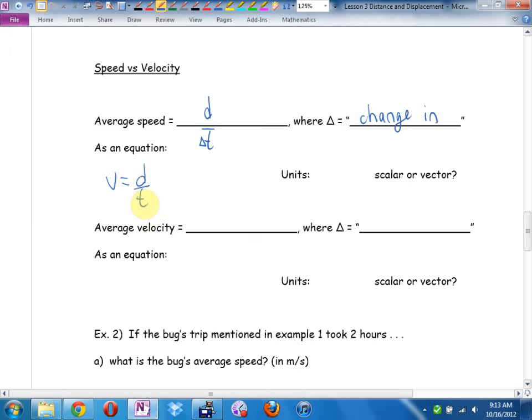What would the units be? Well, what do I measure distance in? Meters. What do I measure time in? So what would the units be? Meters per second. Speed, scalar or vector?